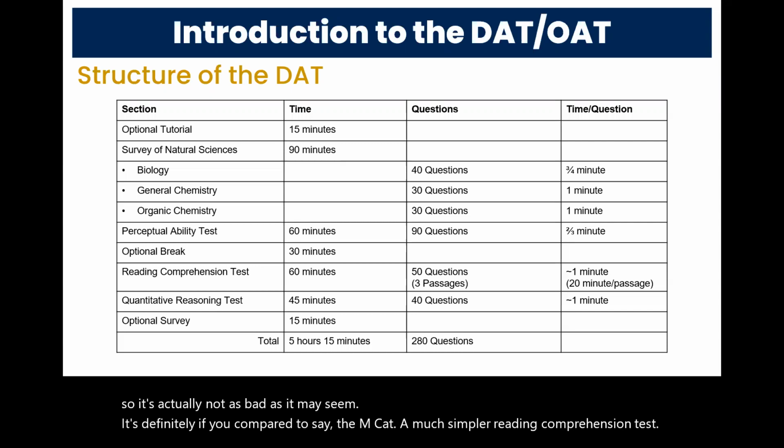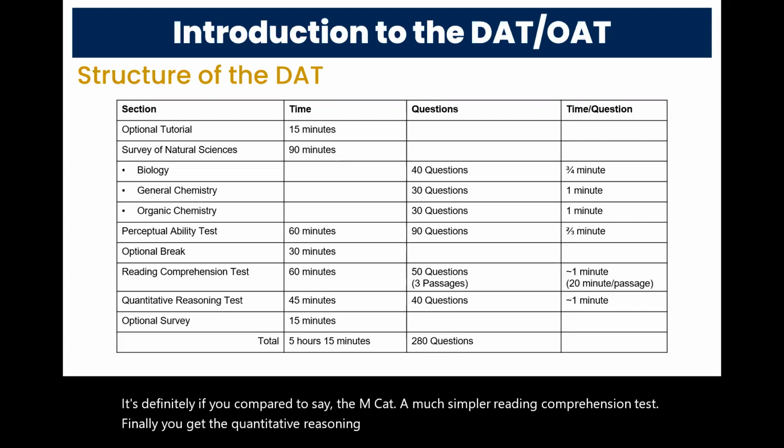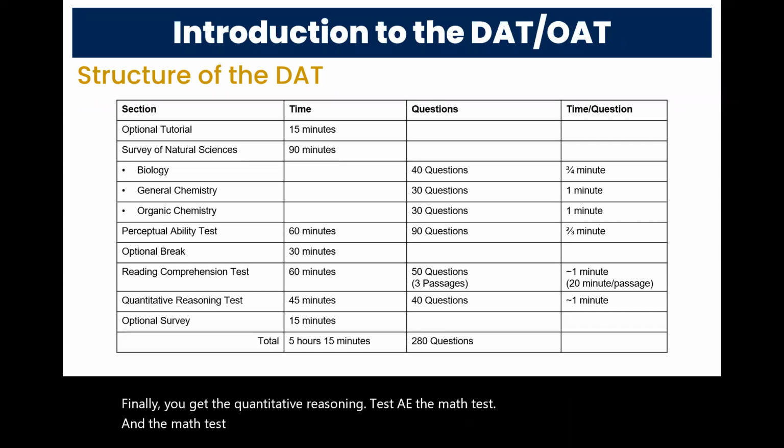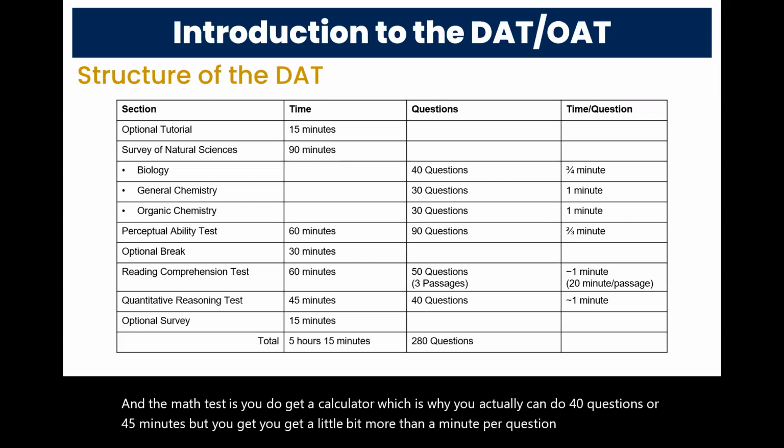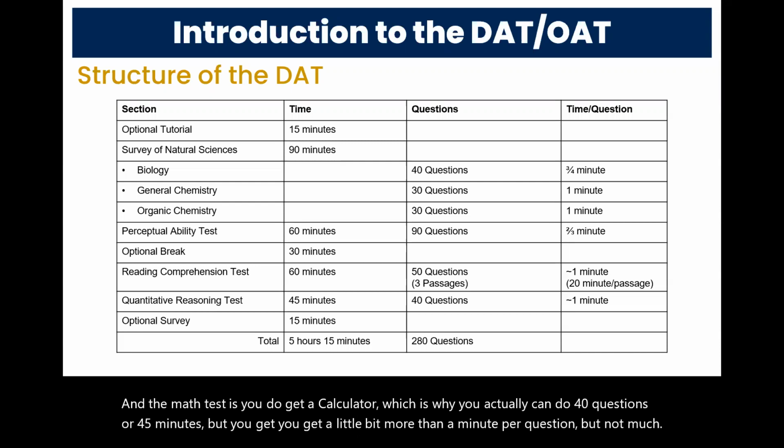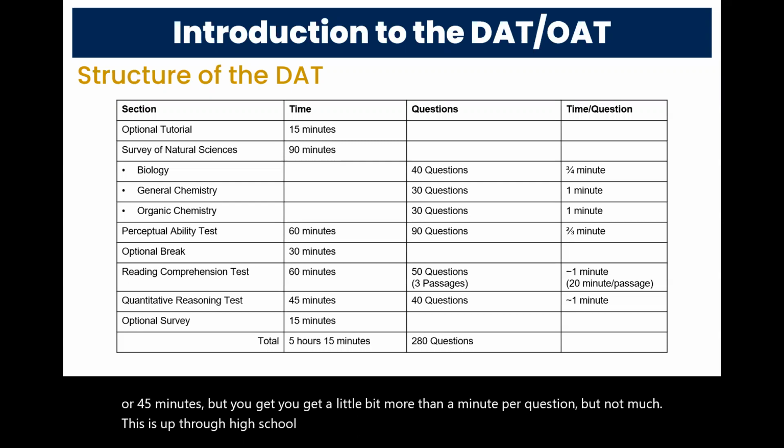Finally, you get the quantitative reasoning test, i.e. the math test. And on the math test, you do get a calculator, which is why you can do 40 questions in 45 minutes, which gets you a little bit more than a minute per question, but not much.